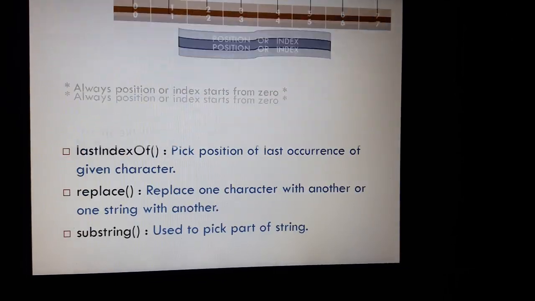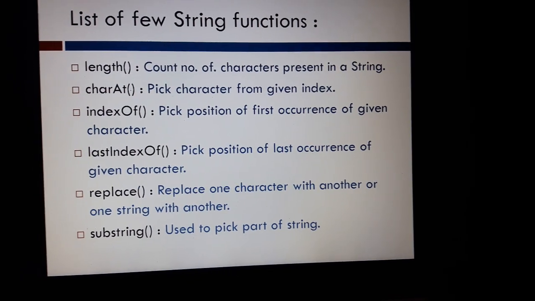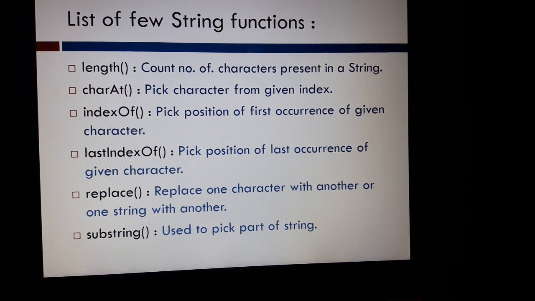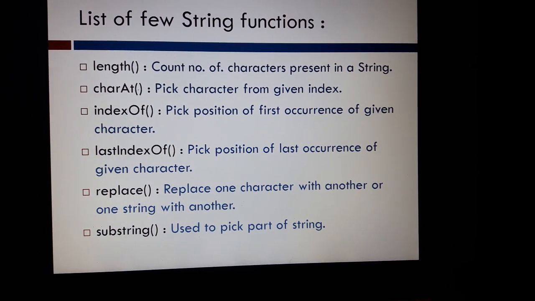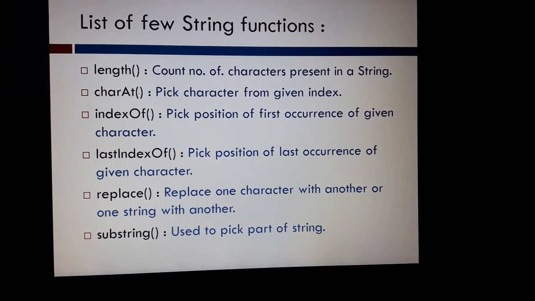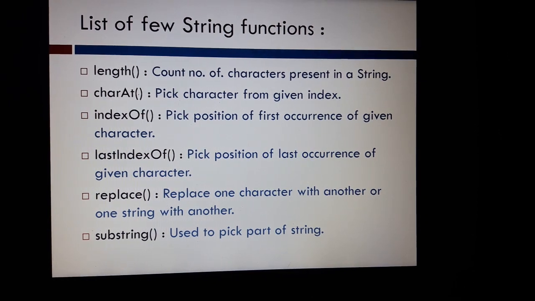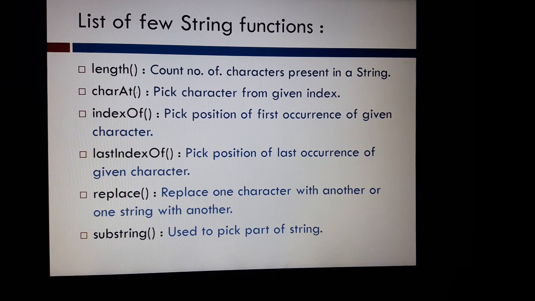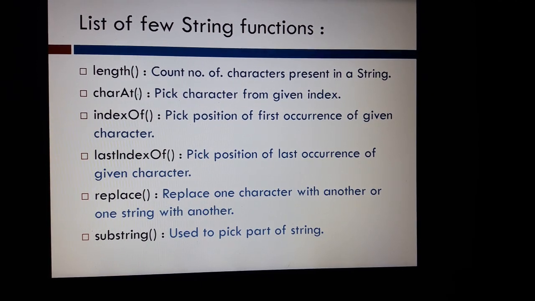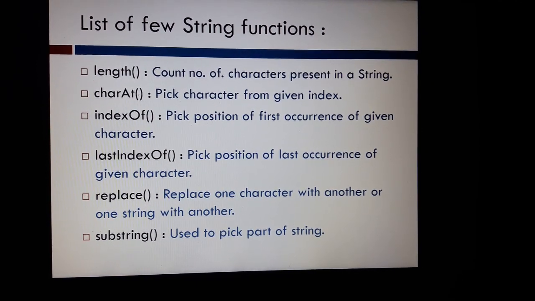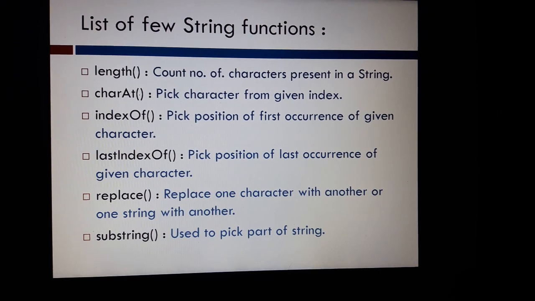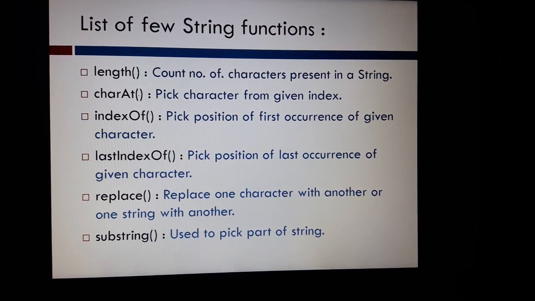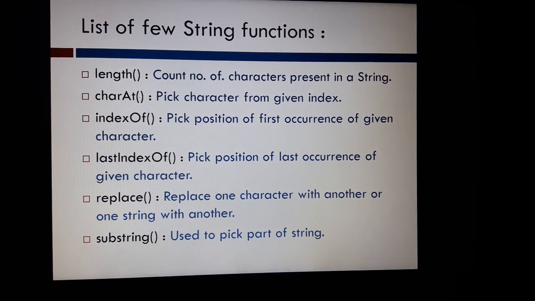Then the list of string functions. First one is length. Length is used to find the length of a particular string, means counting of characters. Charat is a function which is used to pick a particular character from a given position. Index of is just the opposite of the charat function. It is used to find the first occurrence of a particular character.